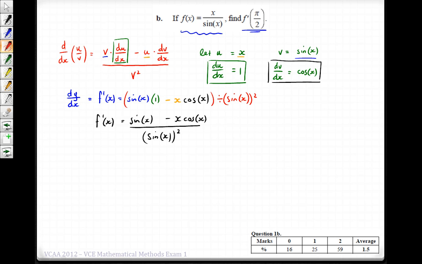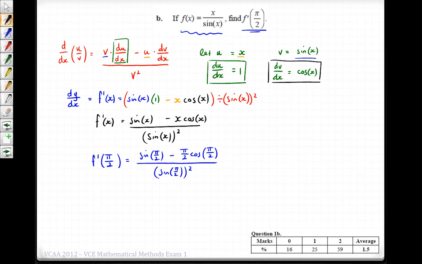Alright, so now it's just a matter of subbing in the pi on 2 value that we're given. So f dashed of pi on 2 is just equal to sine of pi on 2 minus pi on 2 by cos of pi on 2, all divided by sine of pi on 2 squared.